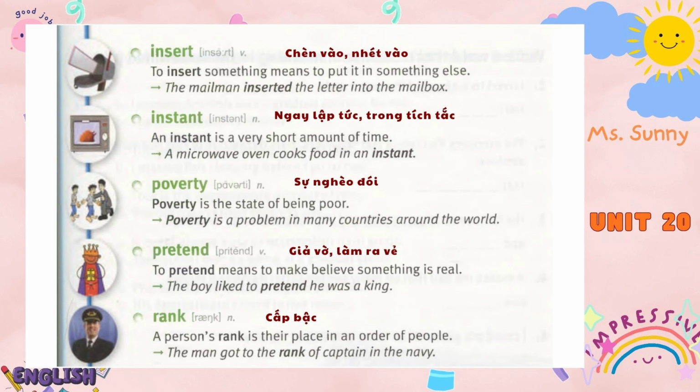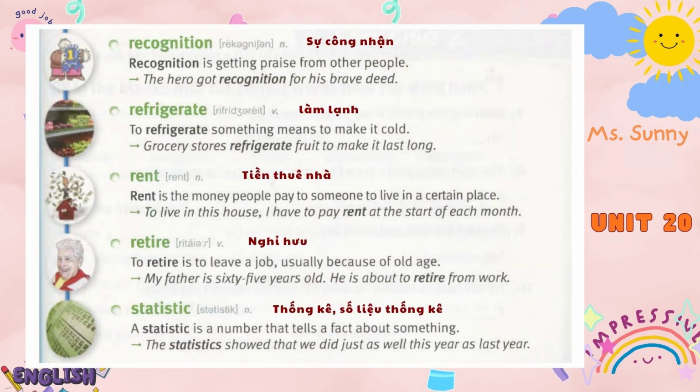Rank. A person's rank is their place in an order of people. The man got to the rank of captain in the Navy. Recognition. Recognition is getting praise from other people. The hero got recognition for his brave deed.